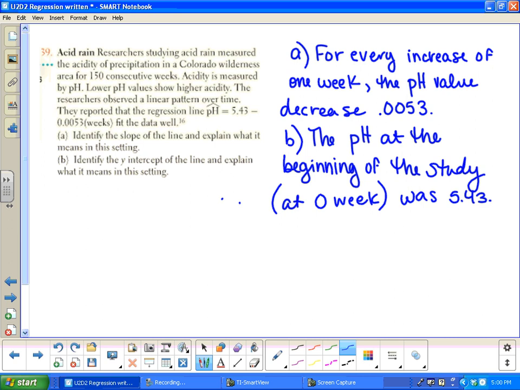All right, so in this case we actually have a y-intercept that does make sense. This is going to be the pH at the beginning of the study, so at 0 weeks. When x, the number of weeks, is 0, that's our y-intercept. So we have a pH of 5.43. All right, so let's go back.